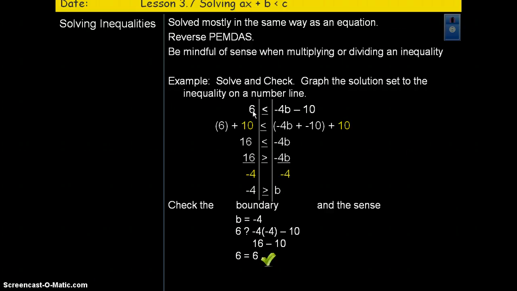We want to check the sense of the inequality. I'm going to use b is equal to -10. Just a little bit of a typo here. B is equal to -10 since -4 is greater than or equal to -10. Substituting in a -10 for that b value, following order of operations, it results in 40 minus 10, or 30. And if I take a look, the original inequality is less than or equal to, and the final inequality is also less than or equal to.